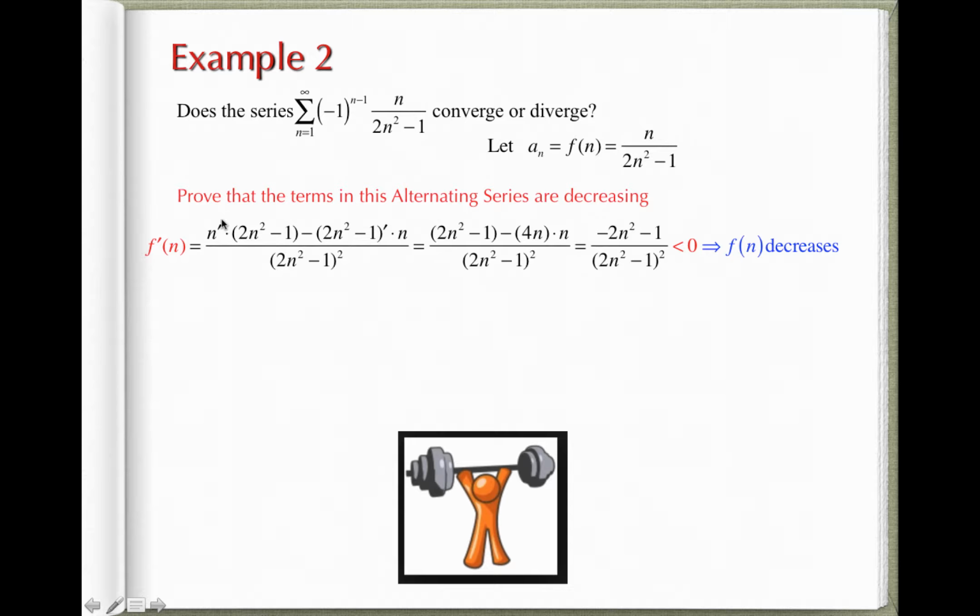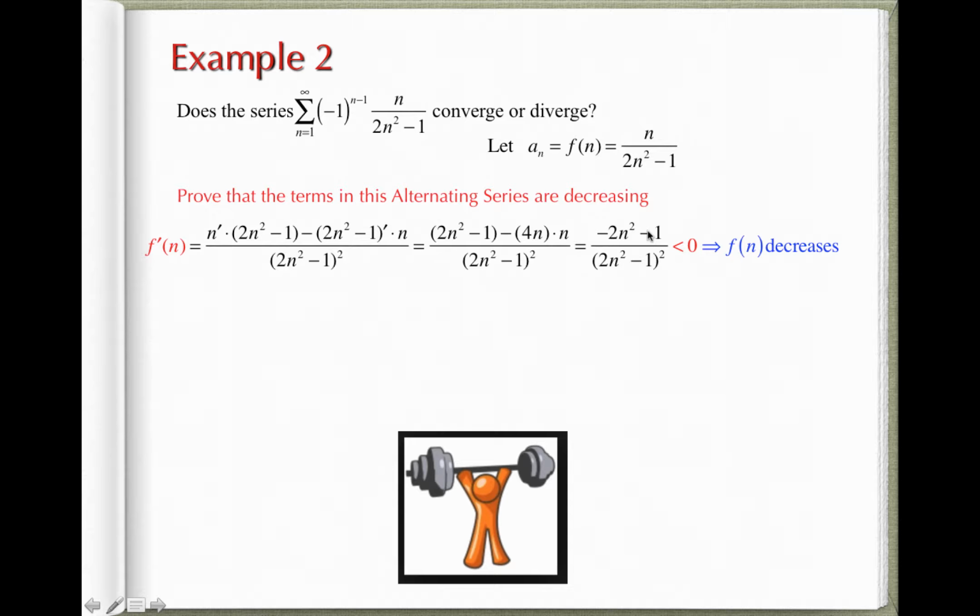And so we're going to take the derivative of n times our low, 2n squared minus 1, minus the derivative of the bottom times the top, over the bottom squared. And when we evaluate that algebraic expression, we end up with the statement negative 2n squared minus 1 all over 2n squared minus 1, that quantity squared.